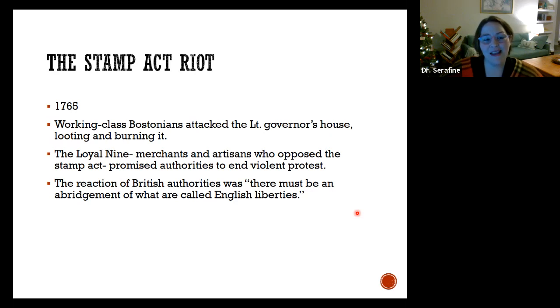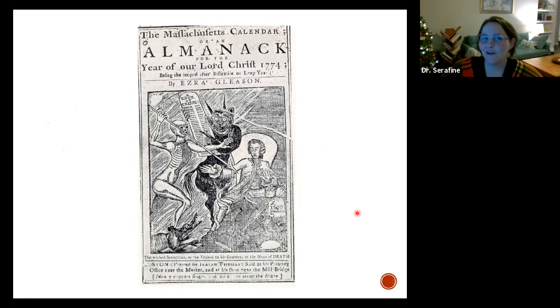The British authorities react, and one quote that I think is really instructive for us, they say, there must be an abridgment of what are called English liberties. Basically, we have to put a stop to what these people consider their English liberties. All right, there's our poor governor again.